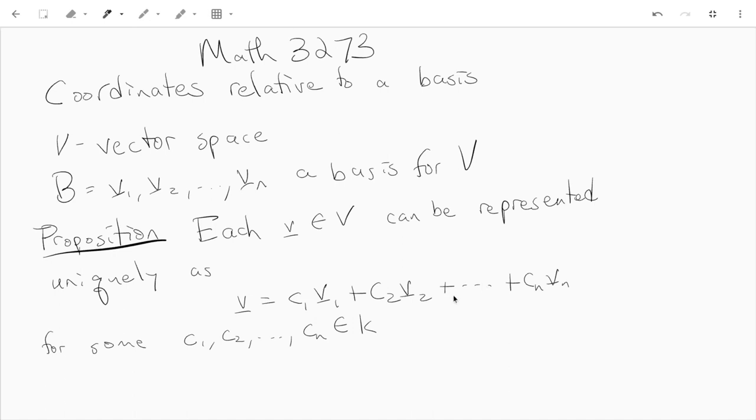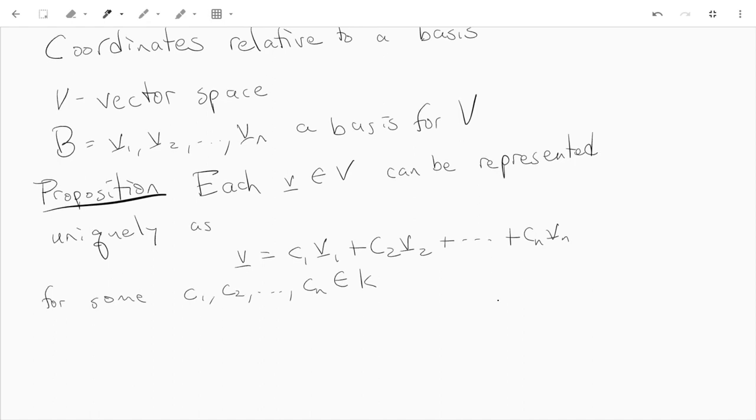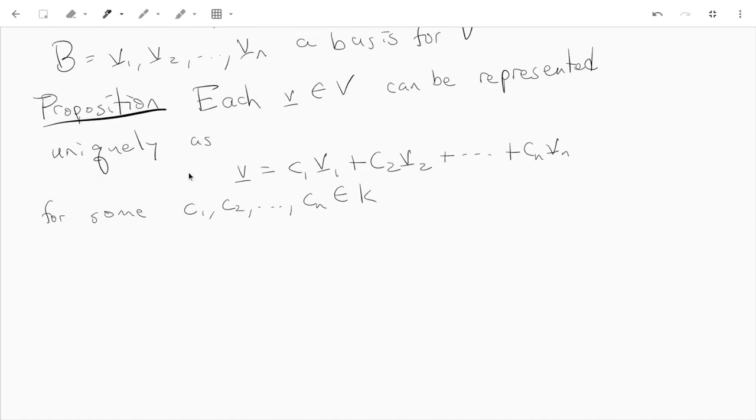And these numbers, these scalars, the c_i, we'll call those the coordinates. I guess we might as well prove this just to be safe.